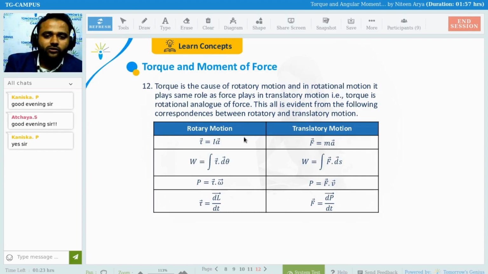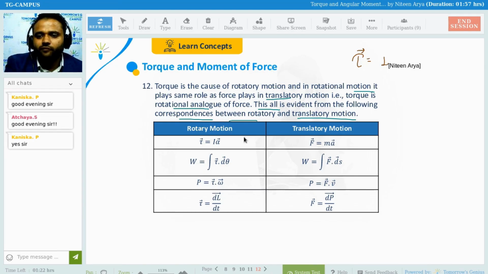Okay, so this is related to torque. Torque is the cause of rotatory motion, and in rotational motion it plays the same role as a force plays in translatory motion; that is, torque is the rotational analog of force. This is all evident from the following correspondence between rotatory and translatory motion. So this is the rotational motion, and there is the translation motion, and we have exactly the same thing.